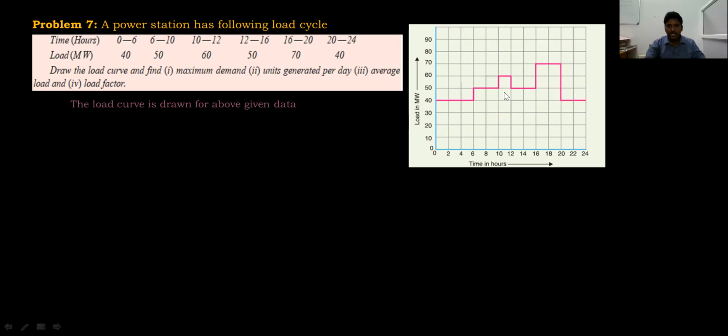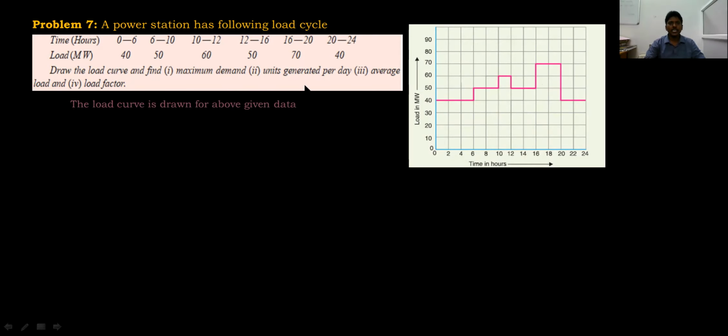What is the value given? 50. So for 50 we have drawn. So finally, the peak of the load curve is 70 megawatts here. It is clearly showing 70 megawatts. Therefore, the maximum demand on the station is always the peak point of the load curve. Here the peak point of the load curve is this one, so it is 70 megawatts.